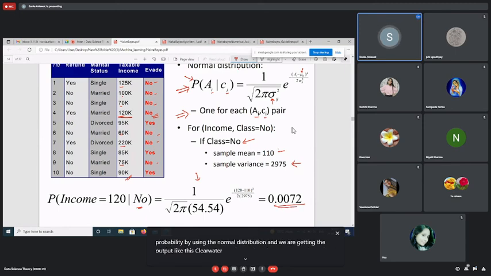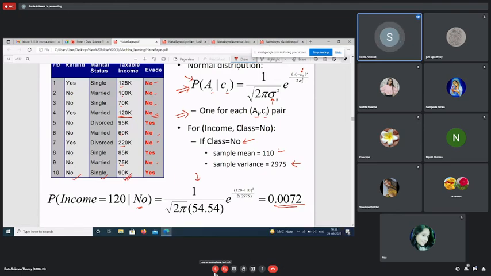Clear हुआ class? Is it clear to everyone? अभी हम सिर्फ और सिर्फ इंडिविजुअल कॉलम की प्रोबेबिलिटी निकाल रहे हैं. हमने रिफंड की प्रोबेबिलिटी निकाली है, हमने मैरिटल स्टेटस के साथ येस और नो की प्रोबेबिलिटी निकाली है, और अब हम टैक्सेबल इनकम के साथ निकाल रहे हैं. यहां तक क्लियर है क्लास? प्लीज कंफर्म मी. Yes, ma'am.